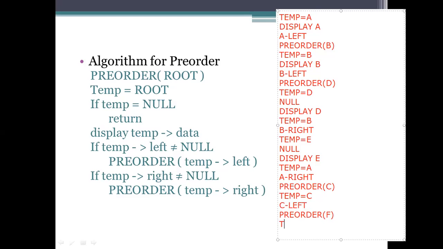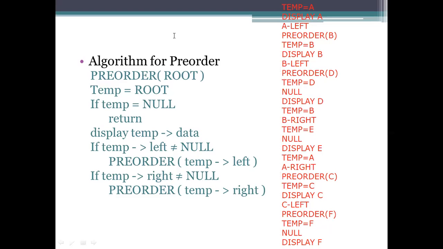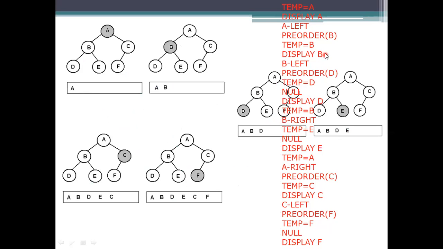Pre-order of F means again temp is equals to F. It is having the null. Then display F there. Okay. In between we have to display here temp is equals to C. Before getting into that one, display C. So likewise we have to process the data here. Okay. So see here A, B, D, E, and then C, and then F.